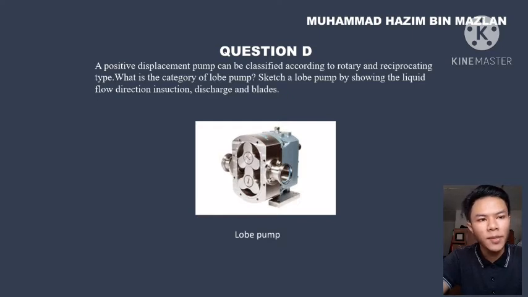A positive displacement pump can be classified according to rotary and reciprocating type. What is the category of lobe pump? Sketch a lobe pump by showing the liquid flow direction, inlet, discharge, and blade. This is an example of a lobe pump.